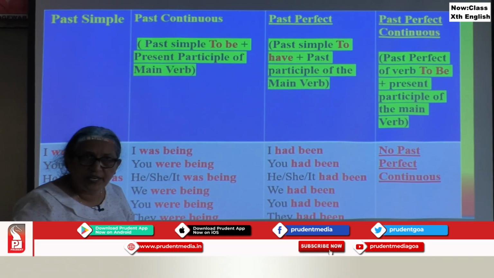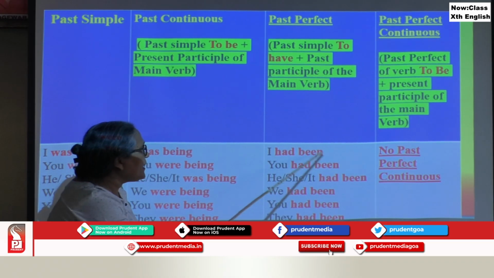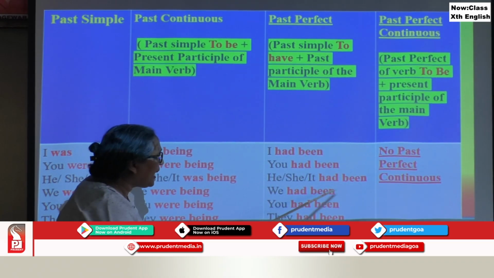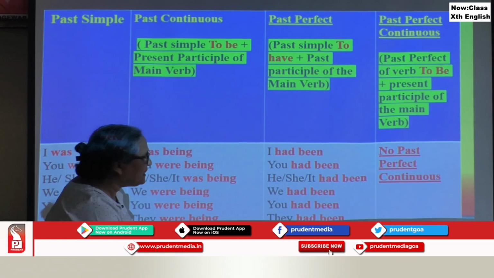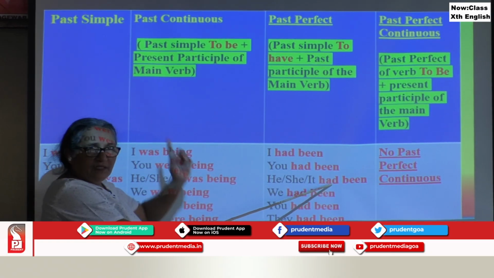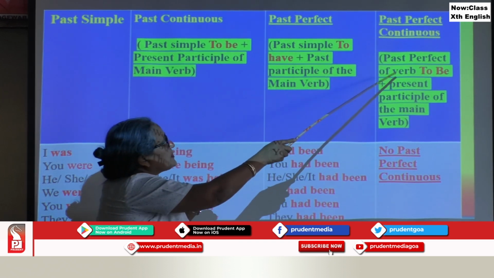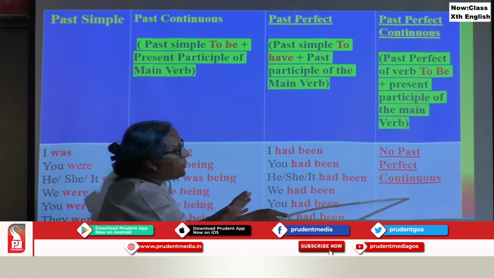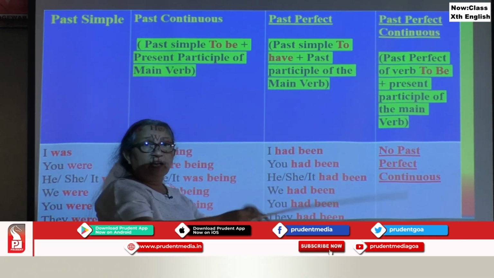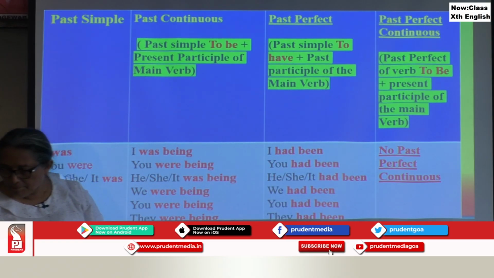Which verb are we conjugating? Verb to be. What is the past participle of verb to be? Been. I had been, you had been, he, she, it had been. We had been, you had been, they had been. No changes in the third person, just because in the present simple it becomes has. Past perfect continuous. There is no past perfect continuous for verb to be. I will concentrate on it more when I am doing the next verb.